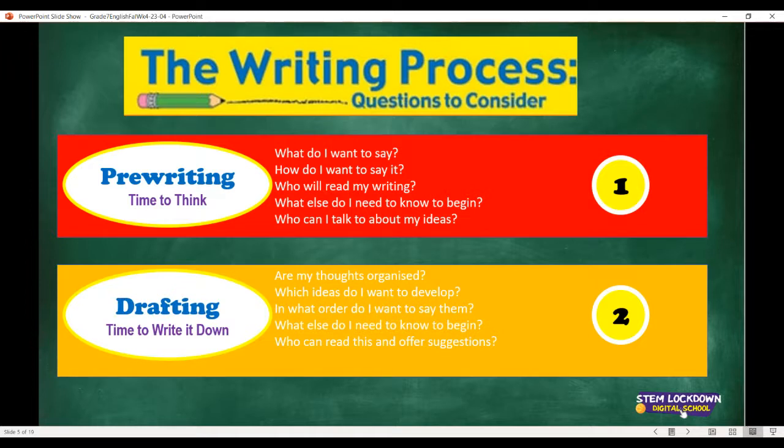So what else do I need to know to begin? So before you even start, you've got to ask yourself, okay, this is the way I want to go. This is my product. This is what I want to say. This is who I want to read it. So is there anything else I'm missing? Is there anything else I need to add to this or I could add to this to make it a really good piece? Who can I talk to about my ideas? Brainstorming is important. And it doesn't just mean drawing bubbles on a piece of paper with your ideas. It also means talking about it with someone who is near you. Bounce ideas off of them because someone might say something that's not really extraordinary at all, but it'll trigger you.